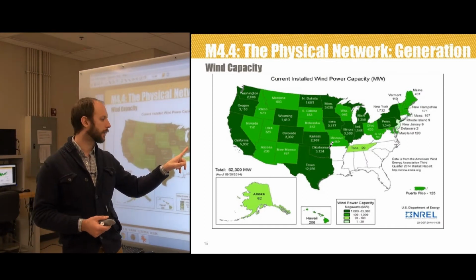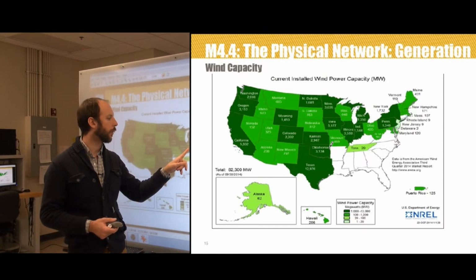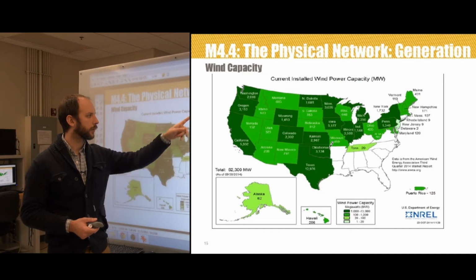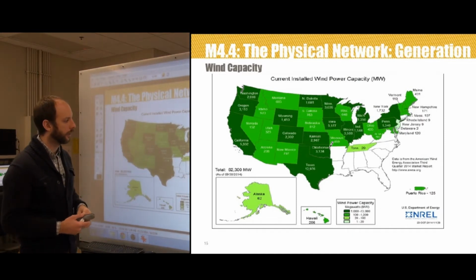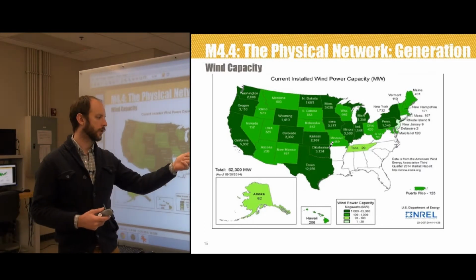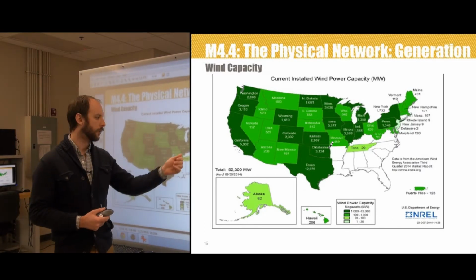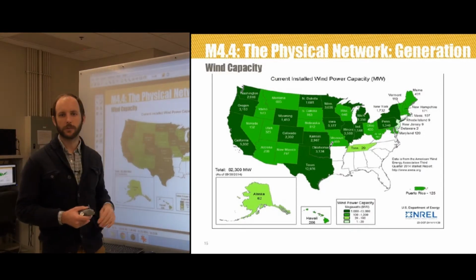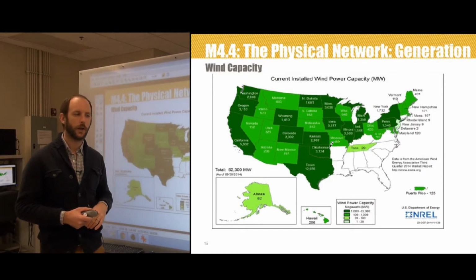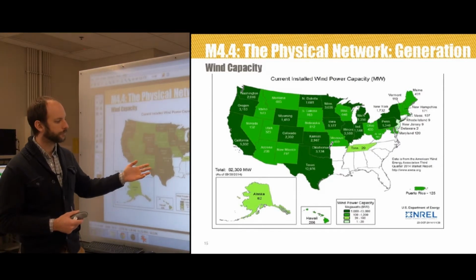Indiana, we're not too bad here in Indiana. We're at 1.5 thousand megawatts. That puts us kind of in the higher end of the United States. You'll notice our neighbor to the south, Kentucky, has no installed megawatts. But if you add all this up, you get about 62,300 megawatts of installed wind capacity.